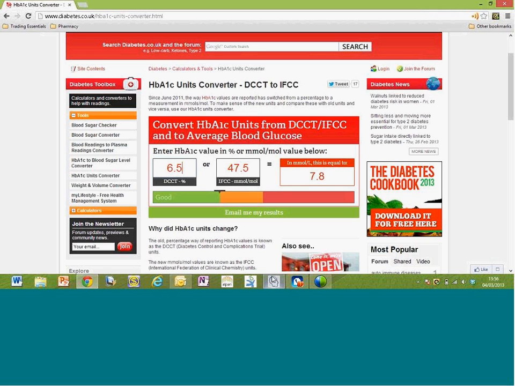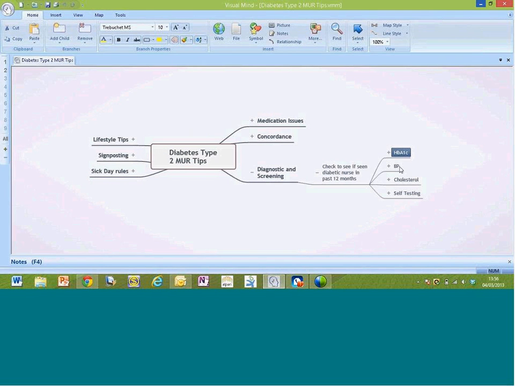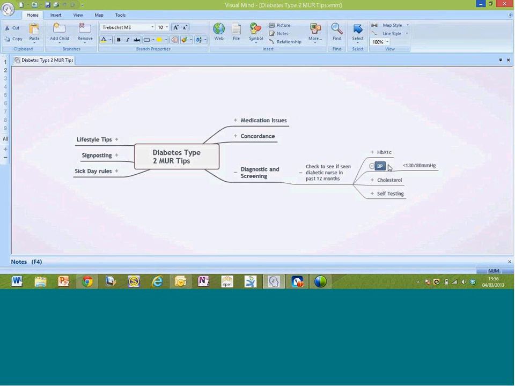Now let's go back into the other one. HbA1c is important, but what's probably more important is making sure the blood pressure control is there. If you've got a blood pressure machine there, you could take the reading if you wanted to. Ideally, you want to keep a blood pressure of less than 130/80.